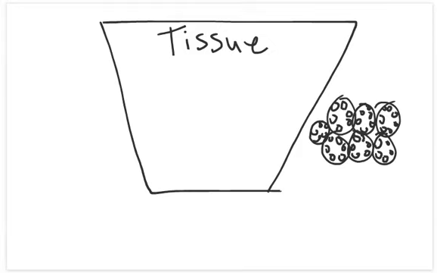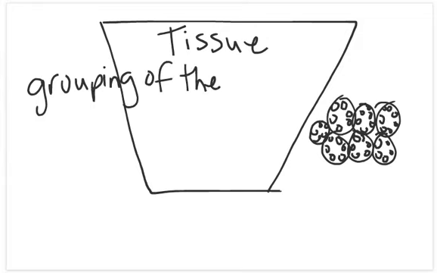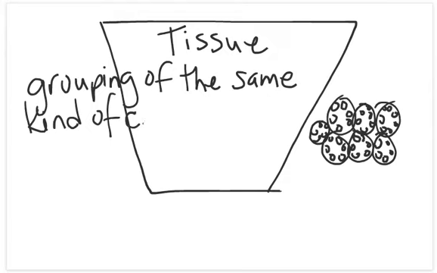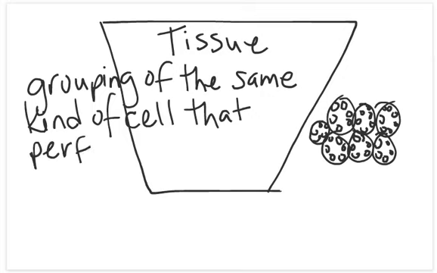Okay. Now, a tissue is basically just a group of the same kind of cells that perform the same job. So over here on the left, a grouping of the same kind of cell that performs the same job.